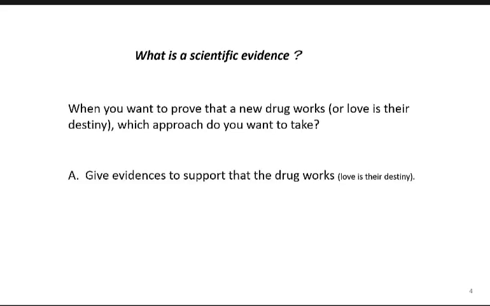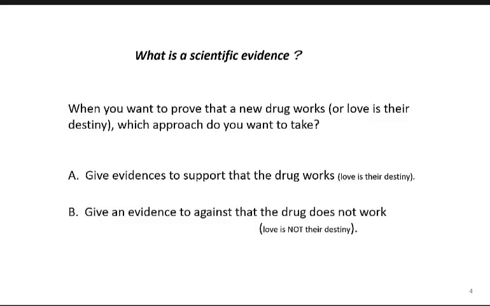So what John did first is try to collect evidence to prove love was their destiny. And then second, he started with the assumption that love was not their destiny, that it happened just by chance. Then he computed evidence and said it's hard to believe it happened by chance alone because the probability was so small, 1 out of 1,000,000. So he convinced Mary it must be a miracle, which means love must be our destiny. You can do the same thing for your research.